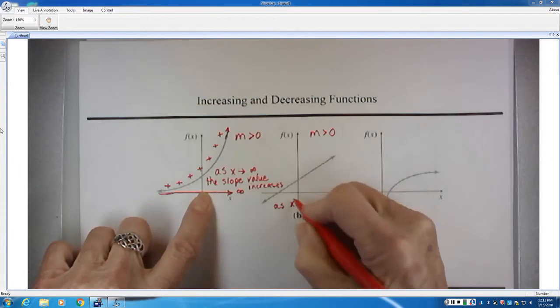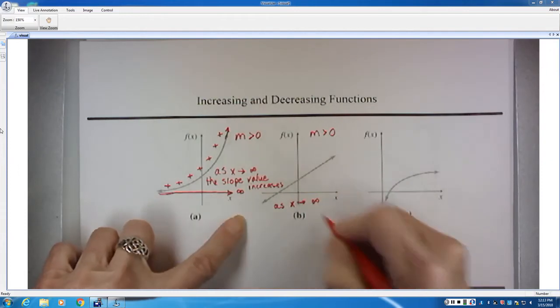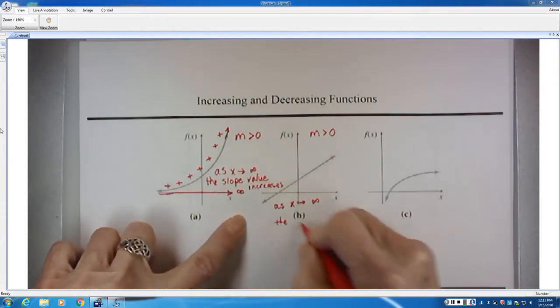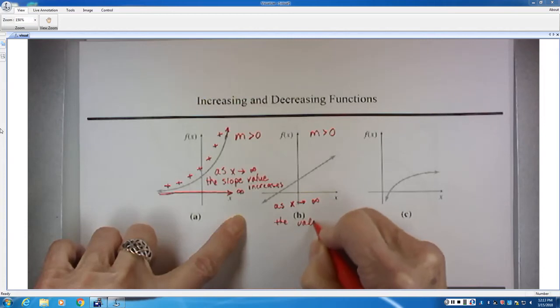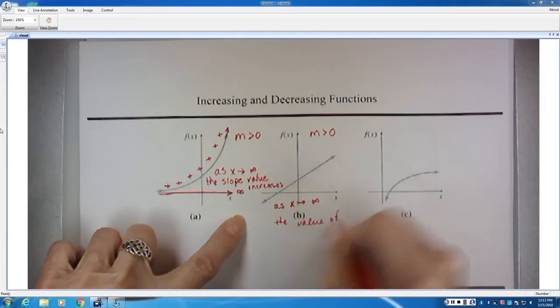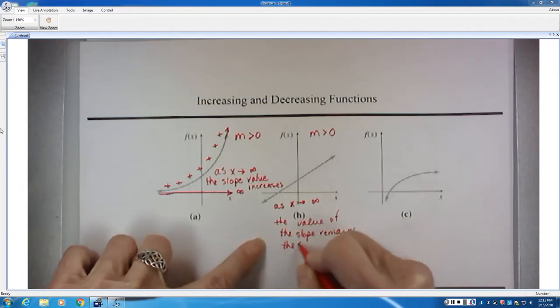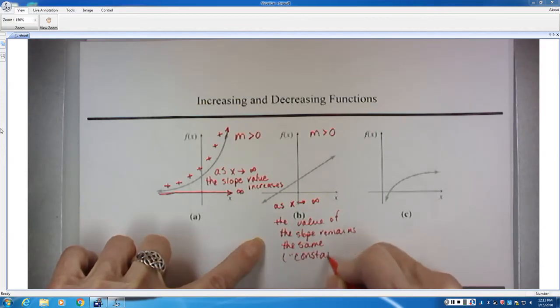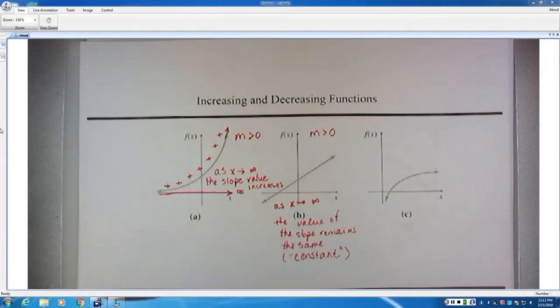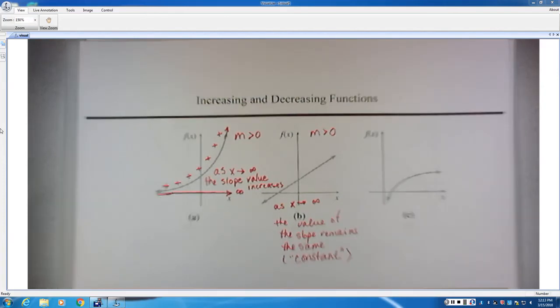So here as x approaches infinity, and the value of the slope remains the same. It's what we say is constant.